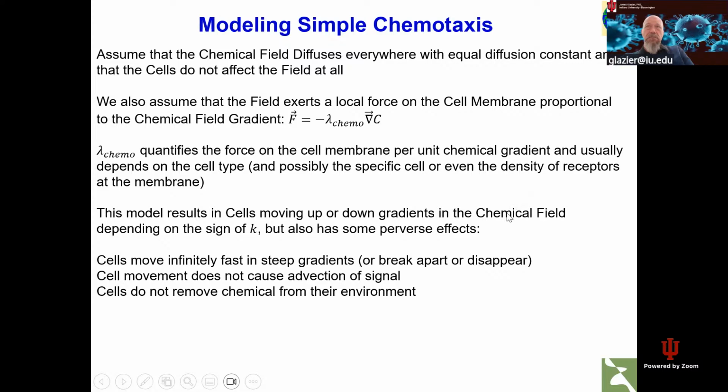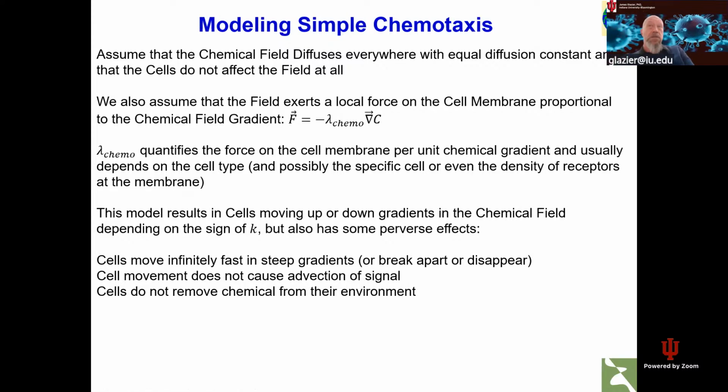So this seems very simple. This is actually exactly equivalent to chemical potential in chemistry. It's treating the concentration as chemical potential. But it has some perverse effects. If the gradients are very steep, the cells move infinitely fast, they break apart or disappear. The cell doesn't carry the chemical or push the chemical out of the way. That one is a hard one to fix.